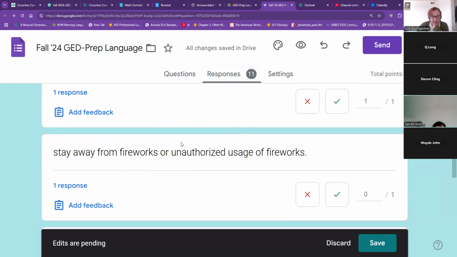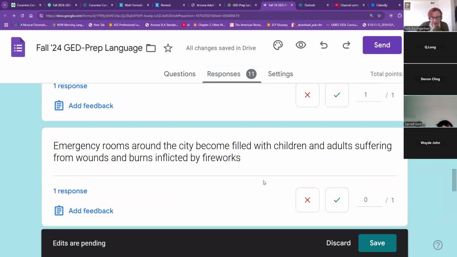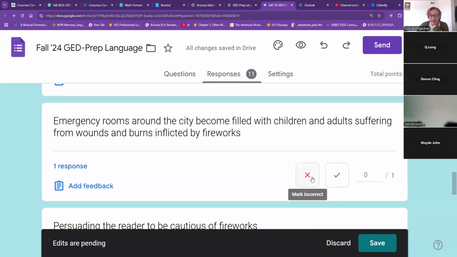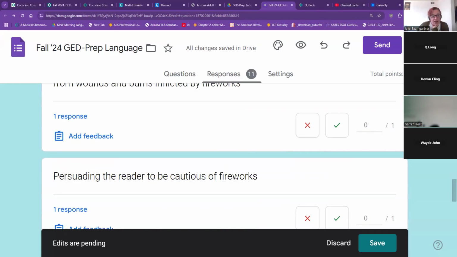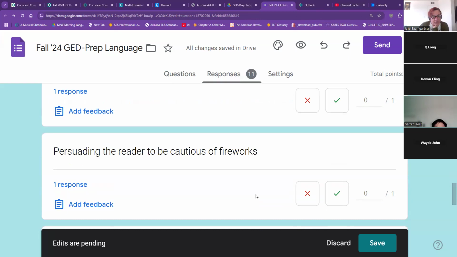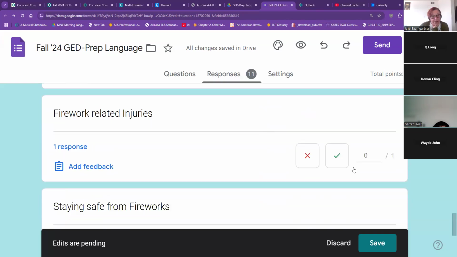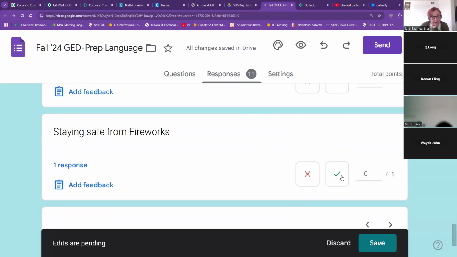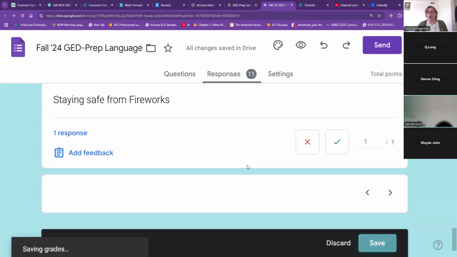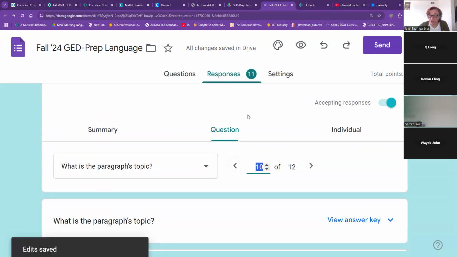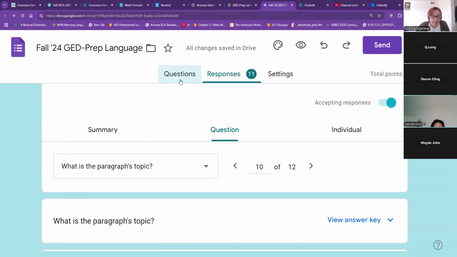I mean, this is kind of like mostly the solutions. I'm feeling generous. Okay, here, once again, it's a little too specific for the paragraph's topic. It's also a sentence straight from the paragraph. So, persuading, yeah, definitely. Staying away from fireworks, firework related injuries. Great. Great. Good. So it looks like you guys did a good job of zeroing in on our topic.